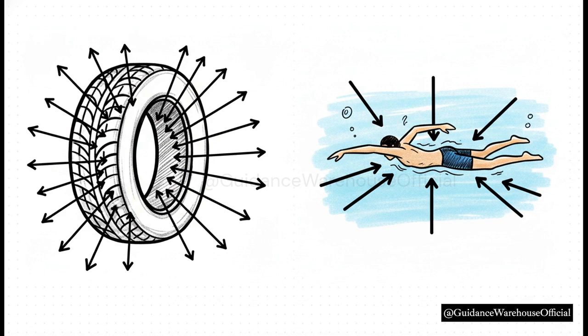Oh, and notice something really cool here. Those arrows of force are actually a bit larger underneath the swimmer. That's because fluid pressure naturally increases the deeper you go, which is what creates a net upward buoyant force.